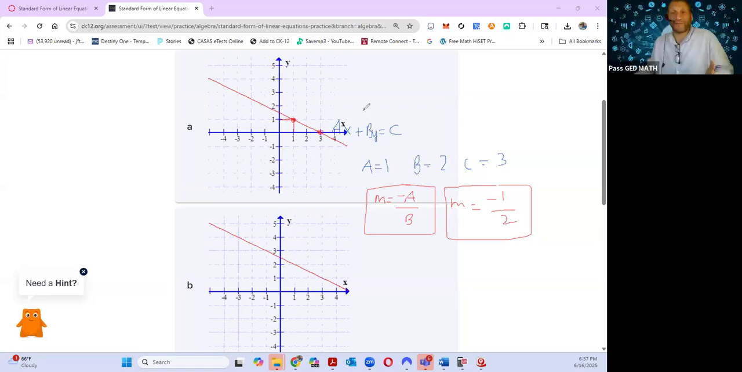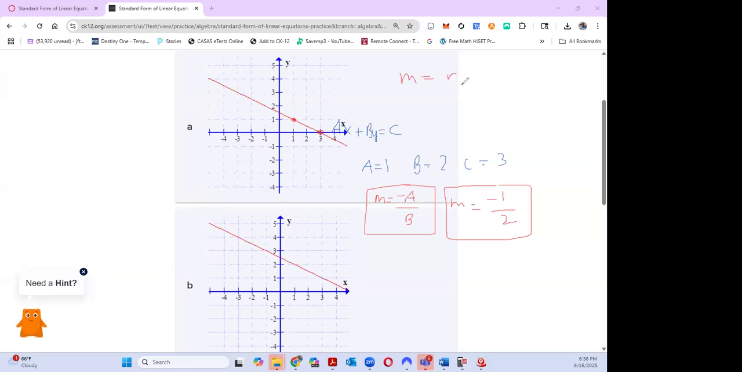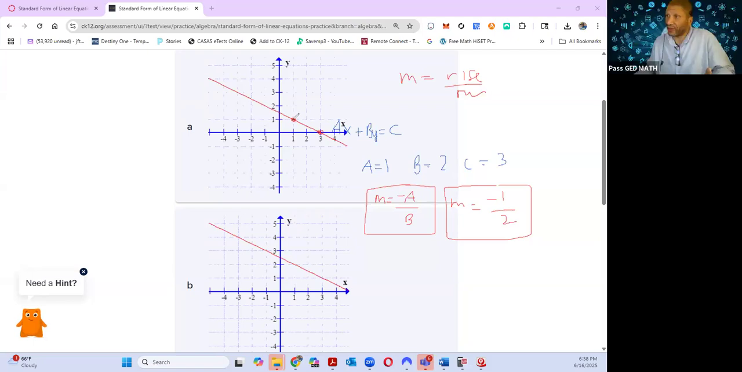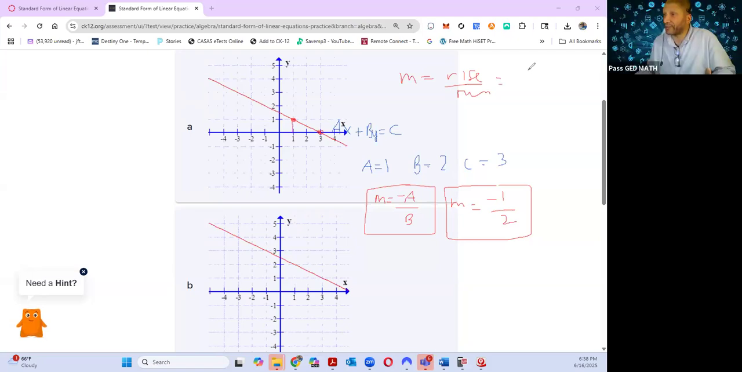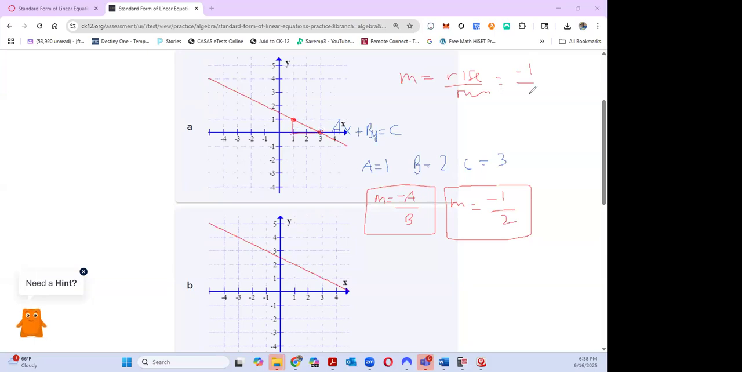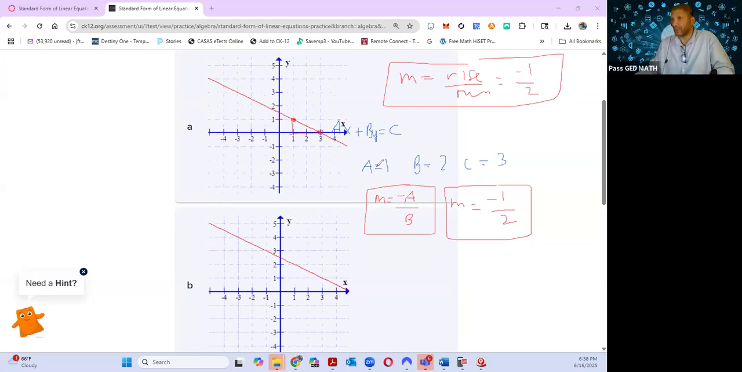Now, how do I find the slope of a graph? Rise over run. So if I start here, how many do I need to go down? 1. Since I'm going down, is that positive or negative? Negative. Now I've got to go over 1, 2. Okay. It has a slope of -1/2.